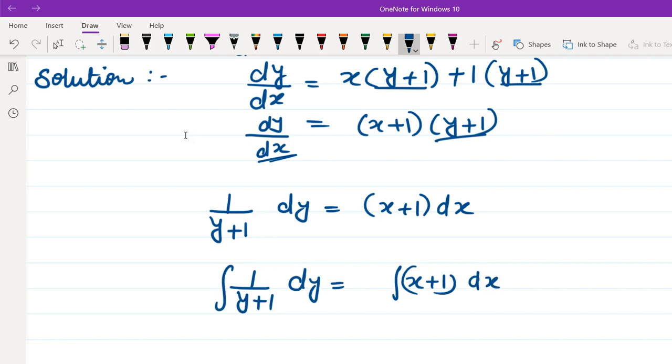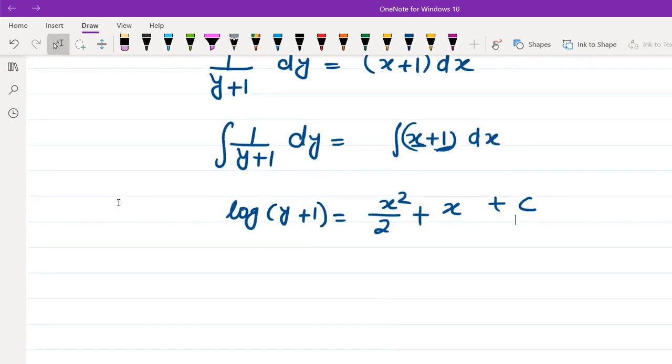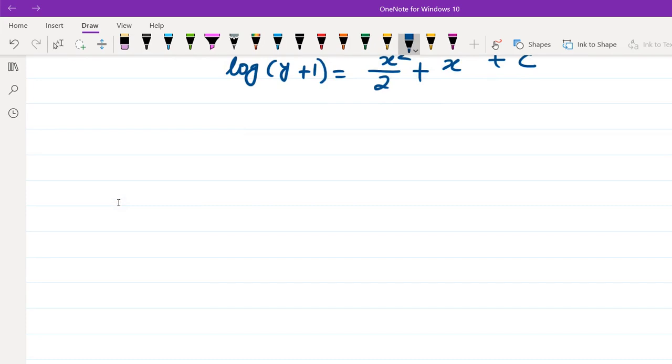Now let us integrate it. Integration of 1 upon y plus 1 is log of y plus 1. And there are two terms on the other side, so we are going to integrate them individually with respect to x. Integration of x with respect to x is x square upon 2, plus integration of 1 with respect to x is x, plus the integration constant. So you all can see you have got the final answer, which is free of derivatives. Such an equation you have to find. That is the meaning of solving a differential equation. That was the first question. Let us go to the second question.